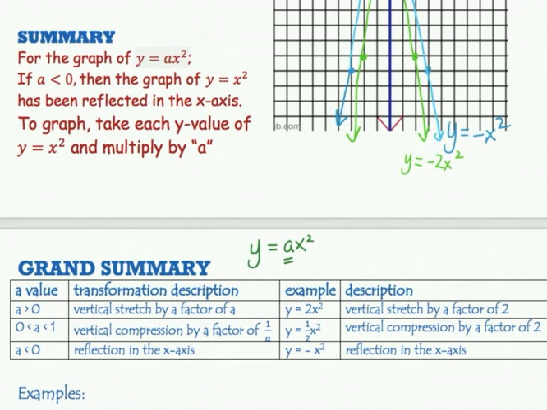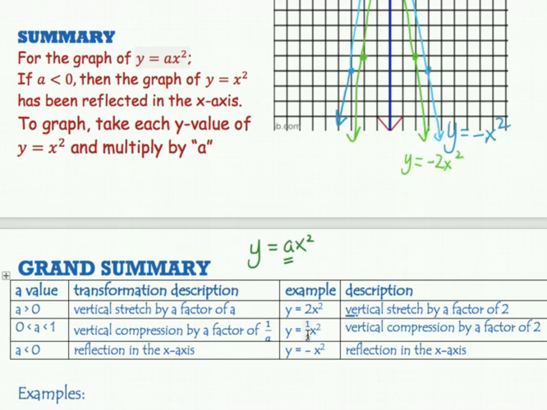So if we put a value of a greater than 0, so a positive value, you're going to get a vertical stretch by a factor of a. Okay, so here's an example, y equals 2x squared, vertical stretch by a factor of 2. All right, and if you have a value between 0 and 1, so like 1/2, 1/4, 3/4, you're going to have a vertical compression by a factor of 1 over a.